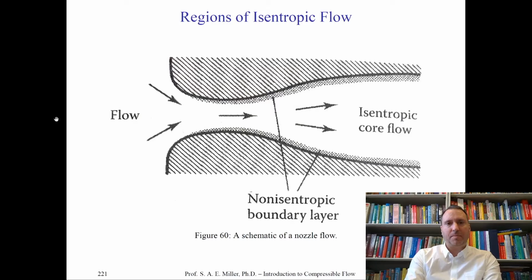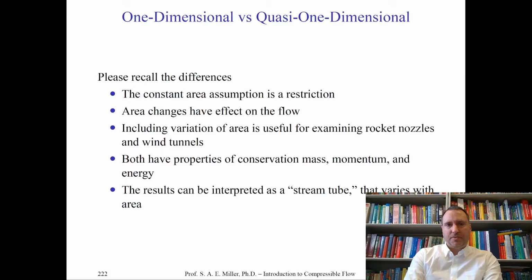Now let's go back to our previous module and think about the differences between one-dimensional and quasi-one-dimensional flow. One-dimensional flow means that, of course, there's one spatial dimension. It might be x, for instance, or it could just be the direction at any point along a parameterized streamline. A quasi-one-dimensional flow will refer to some one spatial dimension, but maybe it has an associated cross-sectional area. If you recall our previous definitions, we did not include a constant area in the formulation.